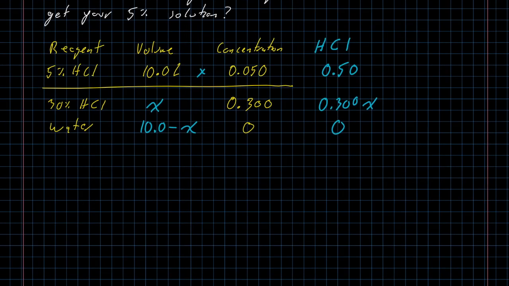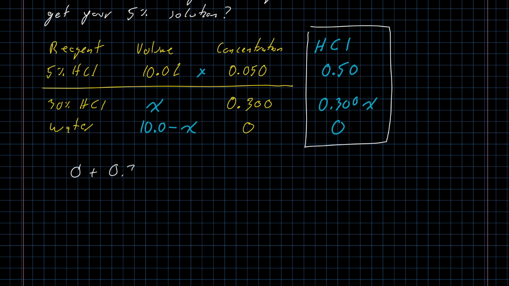This last column is the key to it all. Hydrochloric acid can't come out of nowhere. So the amount of hydrochloric acid we pour into our mixture, 0 plus 0.300x, has to be equal to the amount of hydrochloric acid in the final result, 0.50.